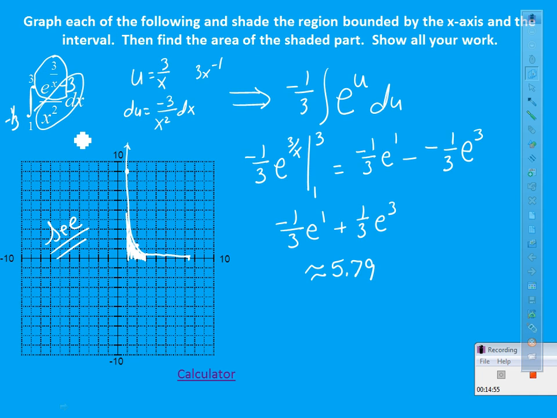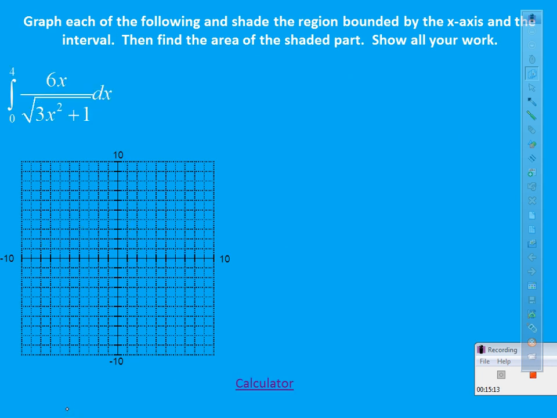So I just found my antiderivative, just like we've been doing, and then I'm going to run my numbers through it. I'm going to show you something pretty cool with your calculator here in a second, but I don't want to give it away yet. I'll let the suspense kill you for a little bit.